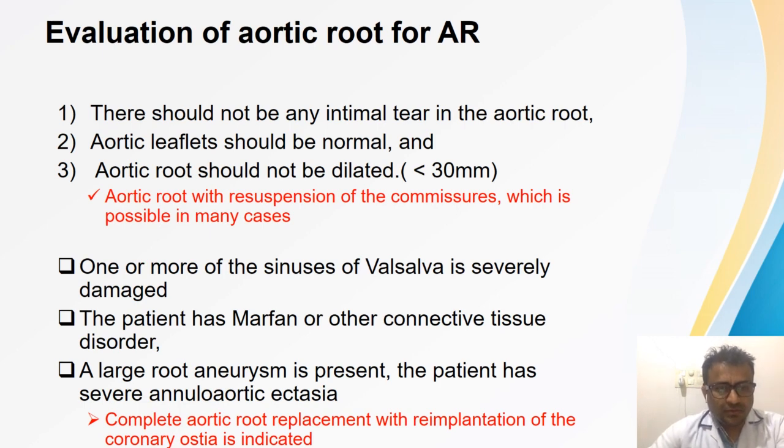When the aortic root is marginally dilated, aortic root repair with resuspension of the commissure is considered to prevent further aggravation of aortic insufficiency. When one or more sinuses of Valsalva are severely damaged, when the patient has Marfan syndrome or any other connective tissue disorder, when a large aortic aneurysm is present, or in patients with aortoannular ectasia, complete aortic root replacement with reimplantation of the coronary ostia is indicated.